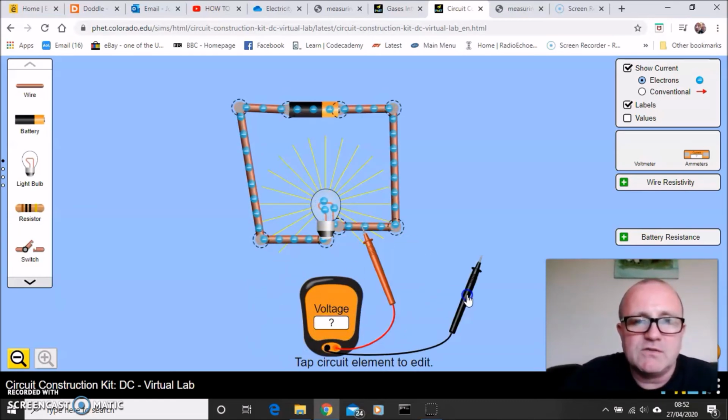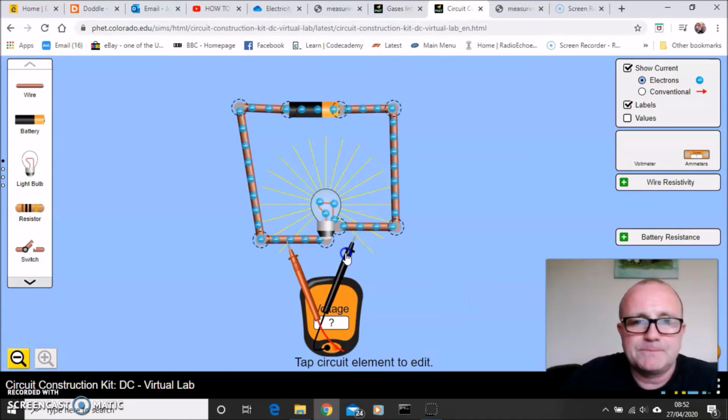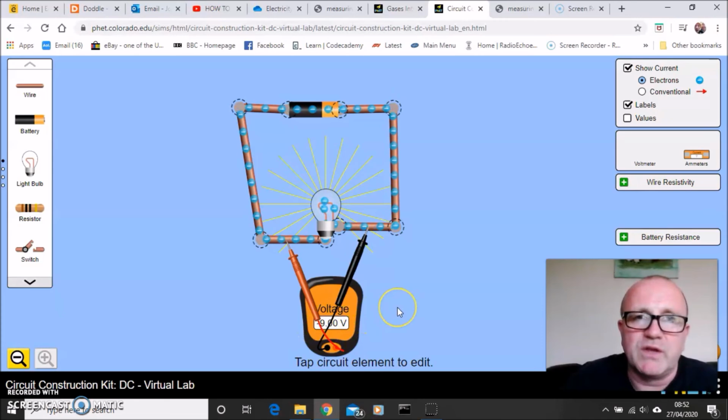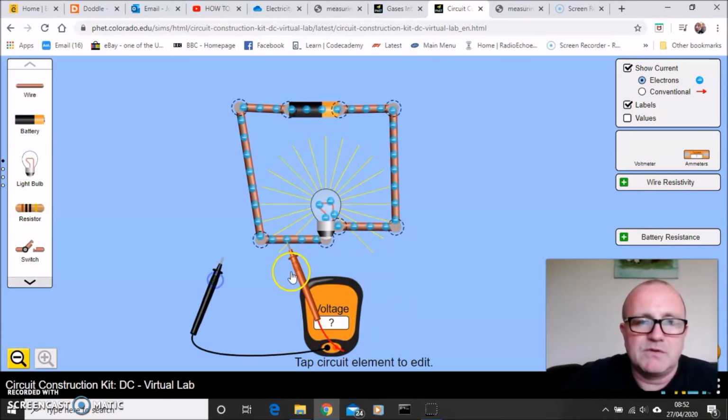Now, if you get the wires round the wrong way, you will notice that you get a minus figure. Okay, just ignore that. It doesn't matter which way round you've got the wires. If it says minus 9 volts, just call that 9 volts. Okay, we're going to ignore the minus numbers.